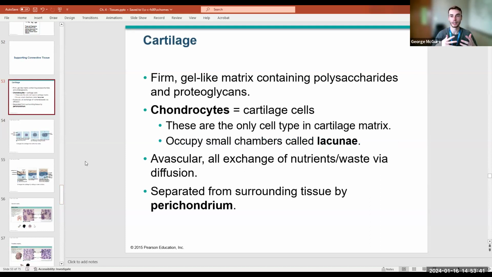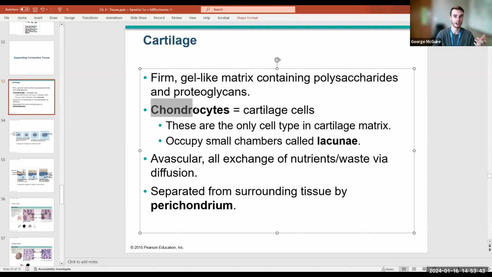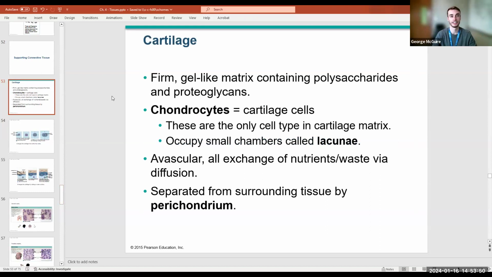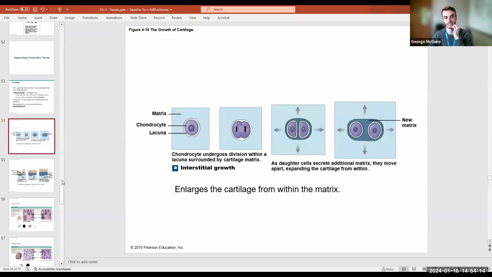These cells that make up cartilage are chondrocytes. So this prefix chondro is referring to cartilage. A cyte being a mature cartilage cell. So we do have chondroblasts, which would be the stem cells of cartilage. And chondrocytes occupy these small little chambers called lacunae within the cartilage matrix. Cartilage is also avascular, so only gets its nutrients through diffusion, similar with our epithelium, and is separated from the surrounding tissue through perichondrium. So we can see what that looks like through these examples.